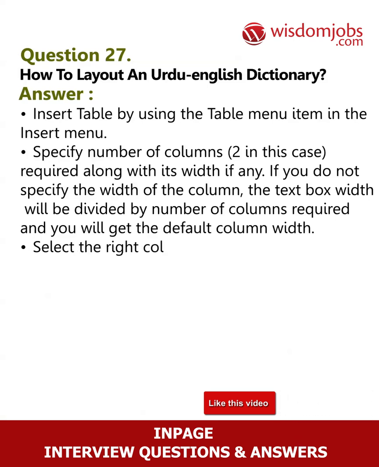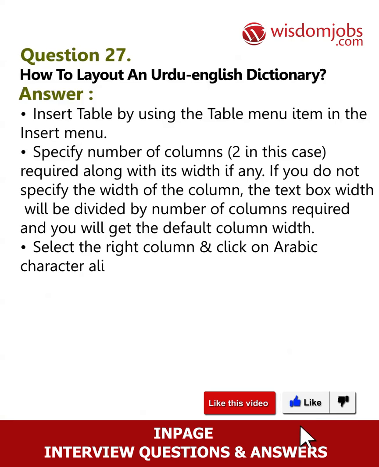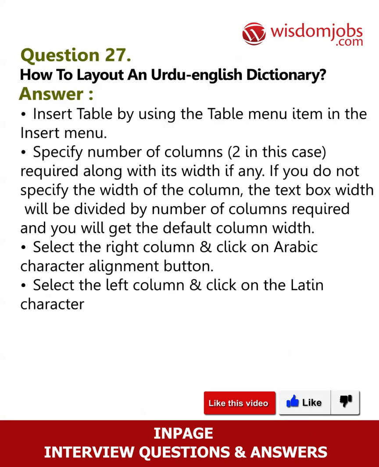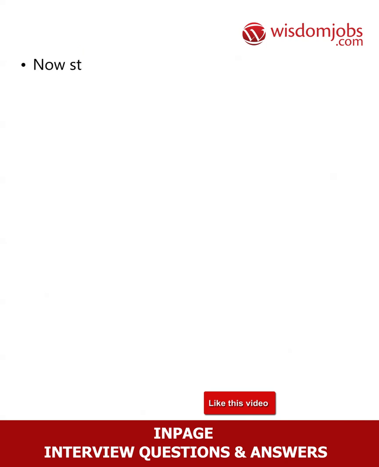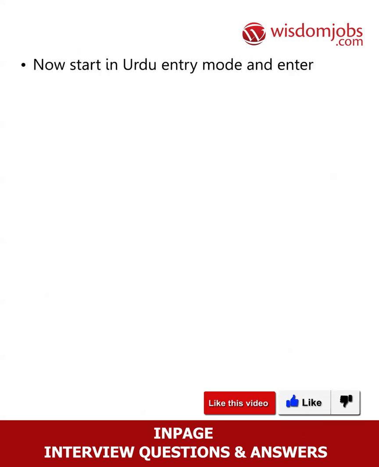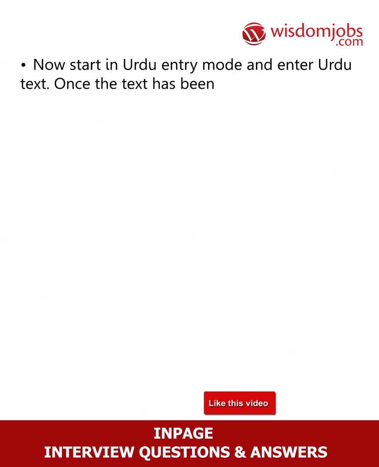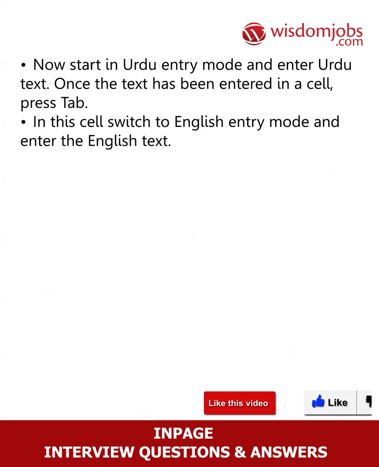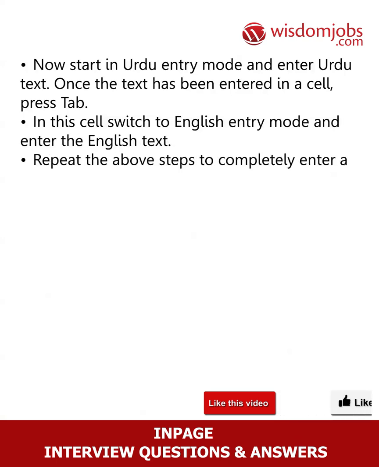Select the right column and click on Arabic character alignment button. Select the left column and click on the Latin character alignment button. Now start in Urdu entry mode and enter Urdu text. Once the text has been entered in a cell, press Tab. In this cell, switch to English entry mode and enter the English text. Repeat the above steps to completely enter all the Urdu and English text.